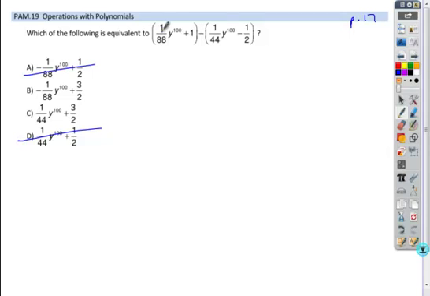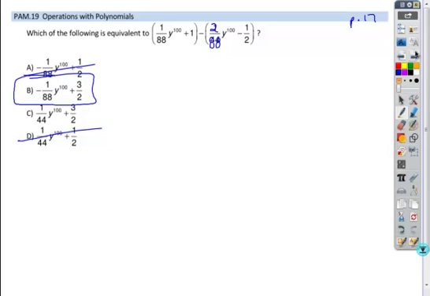The next thing would be my y's are either going to be a negative 1 over 88 or a positive 1 over 44. Well, if I put the 44s in terms of the same fraction, 88s, this is 2 over 88. And now I can see 1 over 88 minus 2 over 88 leaves a negative, and so that would be my solution. Using that process of elimination is a very quick and easy way to approach problems when you notice the answer choices have some similarities.